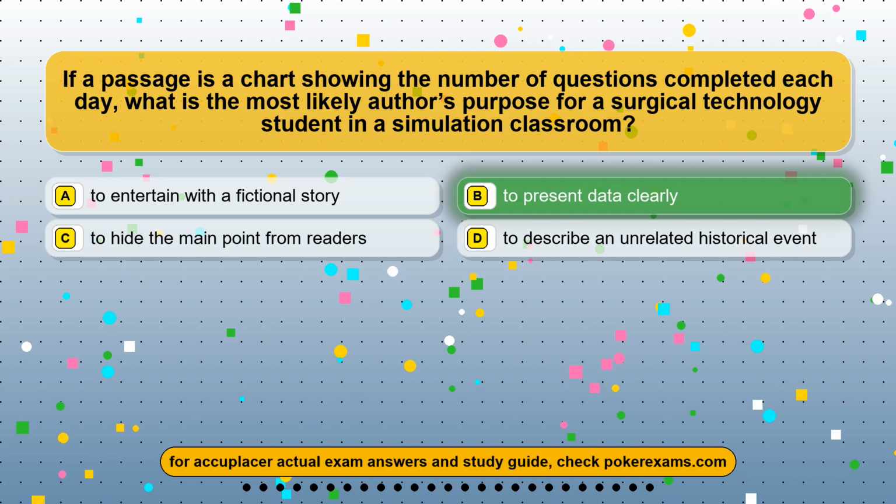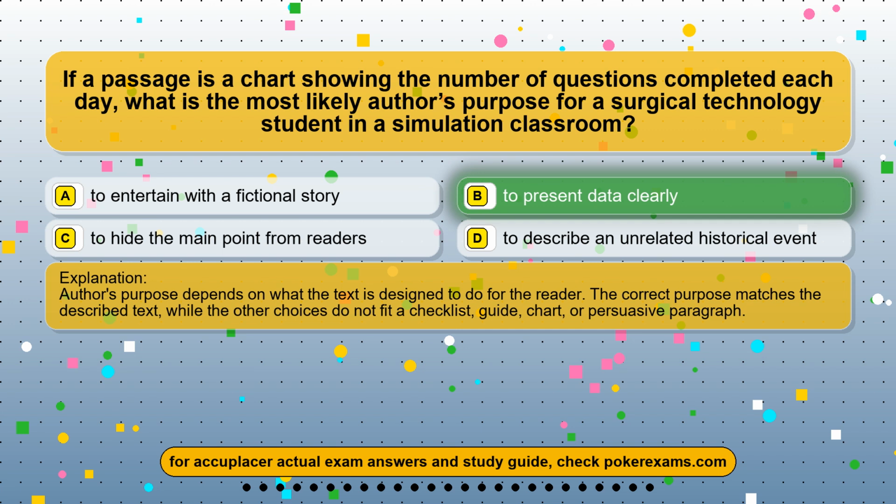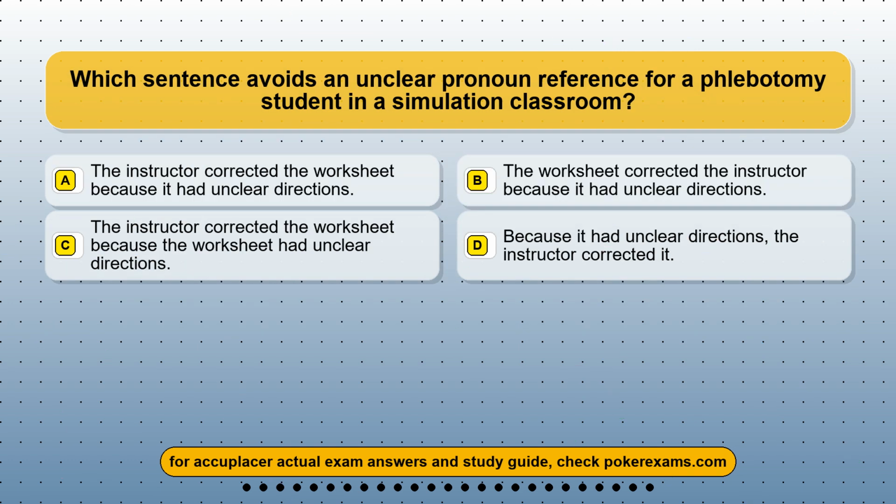The correct answer is option B, to present data clearly. Author's purpose depends on what the text is designed to do for the reader. The correct purpose matches the described text, while the other choices do not fit a checklist, guide, chart, or persuasive paragraph. Question 7. Which sentence avoids an unclear pronoun reference for a phlebotomy student in a simulation classroom?